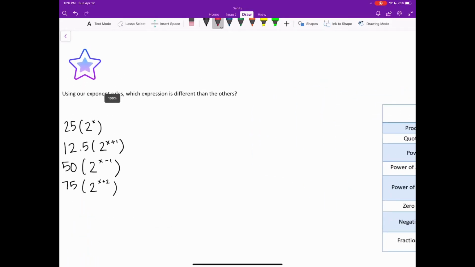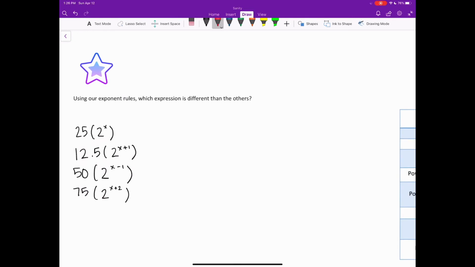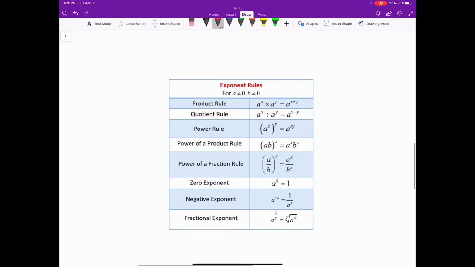This next one says, using our exponent rules, which expression is different than the others? We had a couple of these in class where we used our exponent rules to either prove and show that all of our expressions were the same, or to show that there was one that didn't match up with the other ones, all right? And we kind of had these exponent rules. You can just Google exponent rules. It should be like the first picture that pops up.